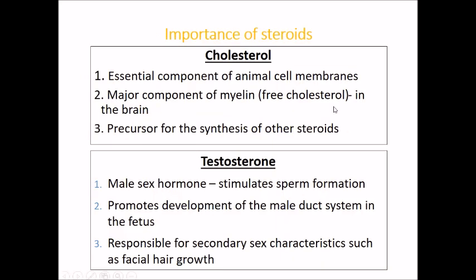And what is the importance of the two types of steroid? The first one is cholesterol. It is a major component of the myelin. Myelin can be found in the neuron cell. It is also a major component of animal cell membrane and also the precursor for the synthesis of other steroids.